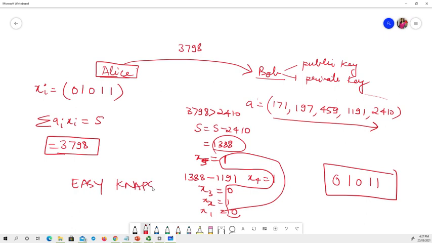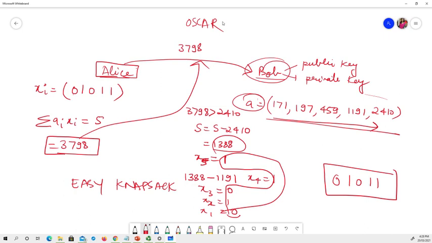Why is it an easy knapsack problem? Because, for instance, there is a third person called Oscar. If Oscar knows this public key which Bob was sending, which was a super increasing sequence, and Alice computes this value and sends this value which is 3798, Oscar can apply a similar kind of algorithm in order to get the plain text over here. So this is termed as an easy knapsack problem. So we need to have a better solution with respect to this.